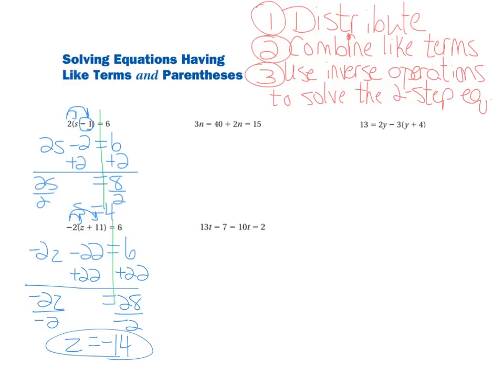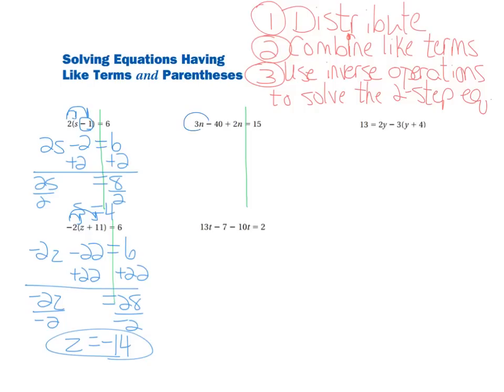Okay? All right, now look at 3n minus 40 plus 2n equals 15. Remember, the first thing we look for is distributive property. Do I have anything with parentheses over here to clear? I don't, so I get to skip step 1. Then I'm going to combine like terms. Find your equal sign. If it helps, draw a line down so that you can see the left side and the right side of your equation.